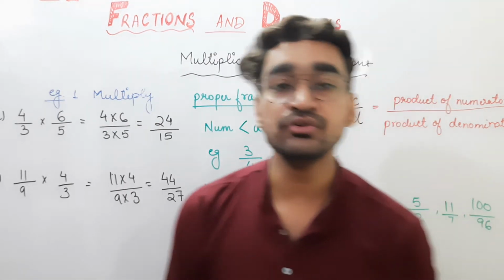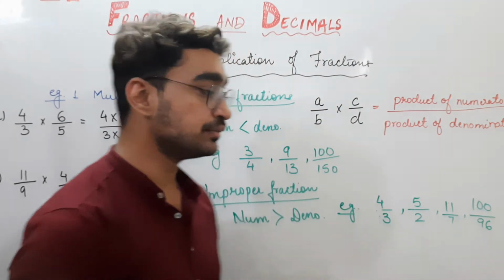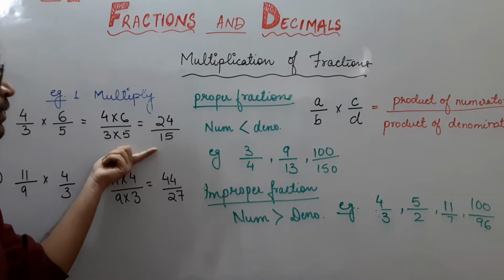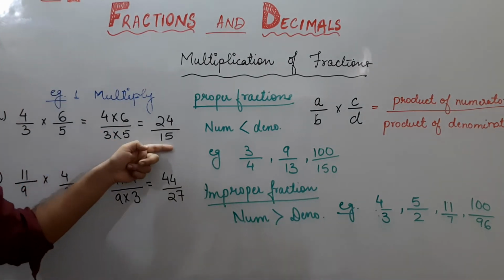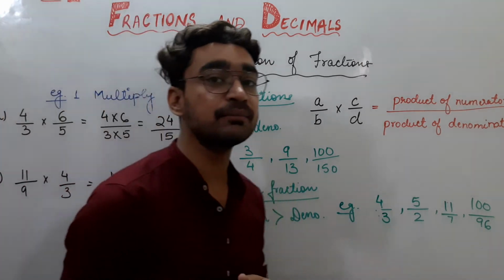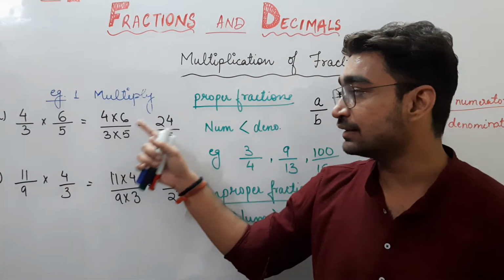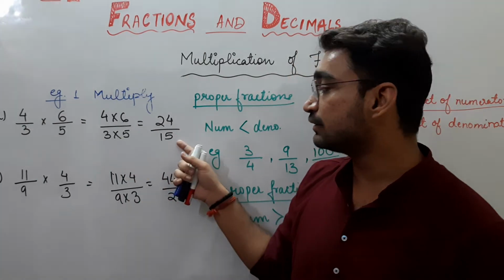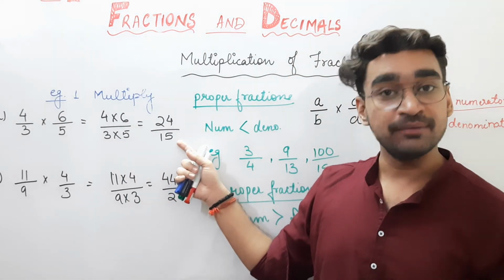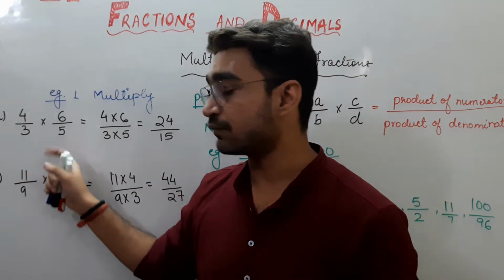So individual fractions in the case of improper fractions are smaller than the resultant fraction. I'm repeating my words: when we are multiplying two improper fractions, the resultant which we are getting will be greater than the individual fractions.